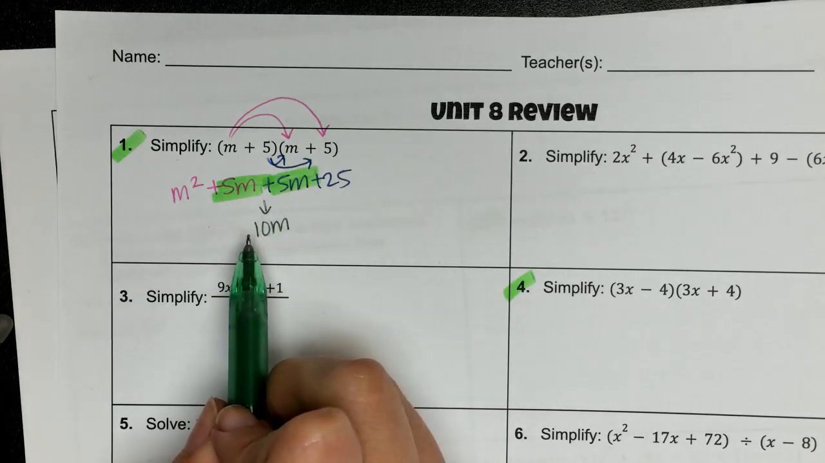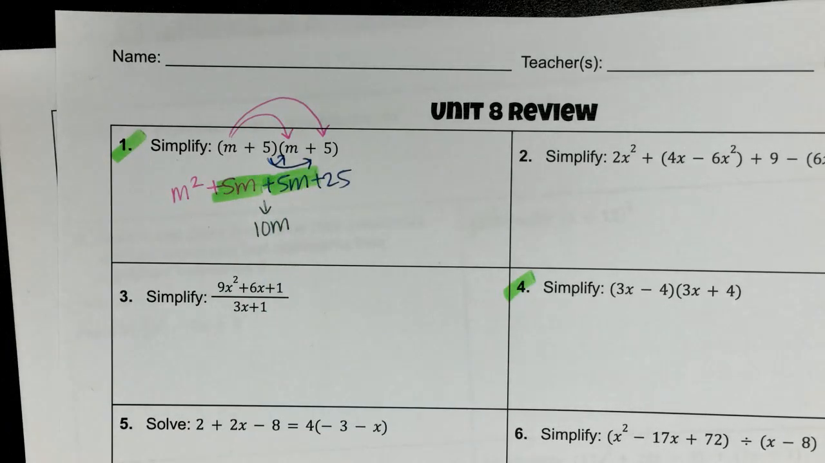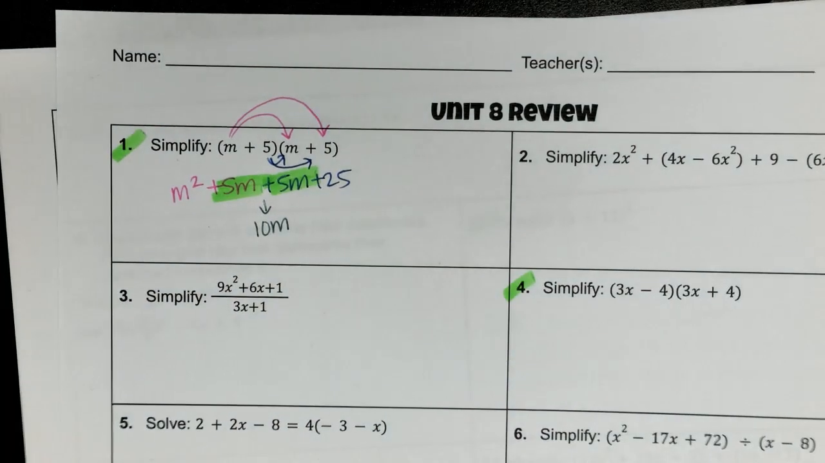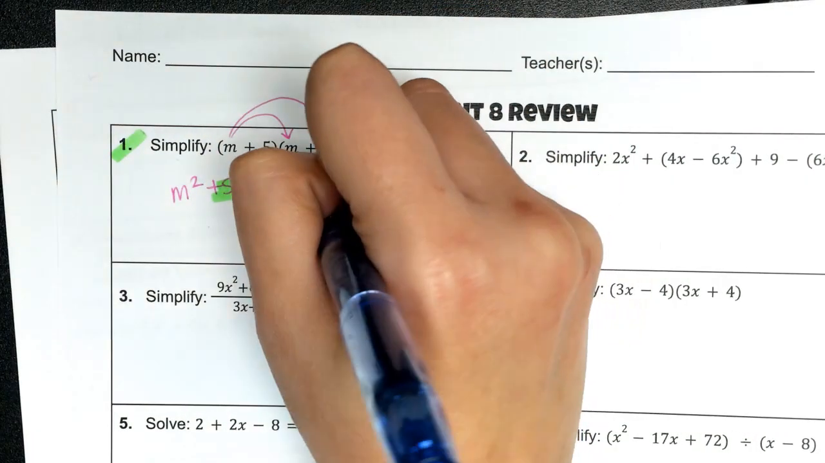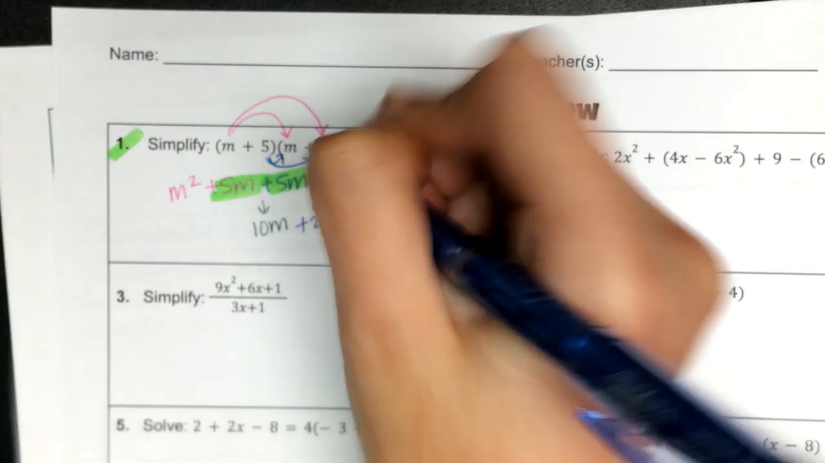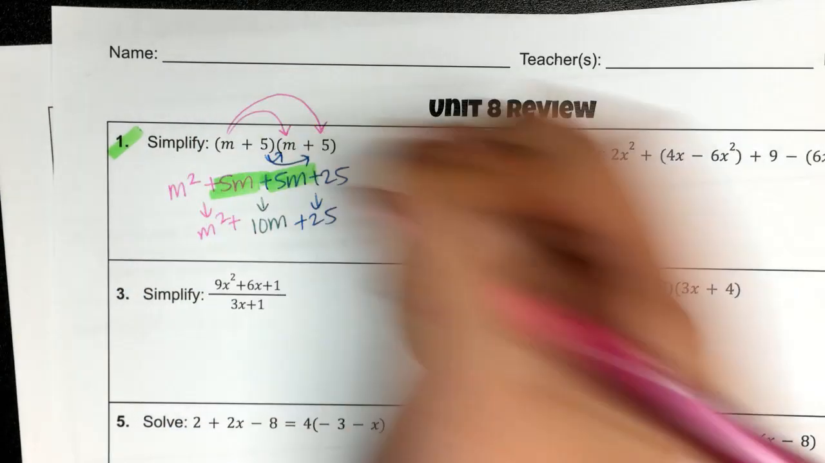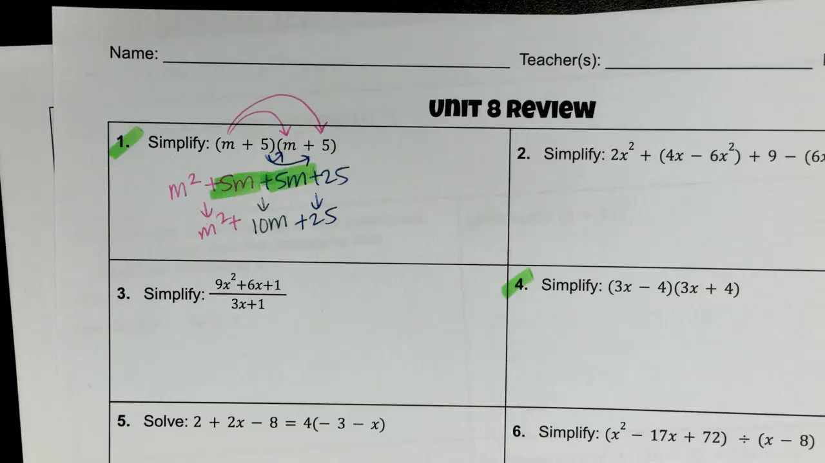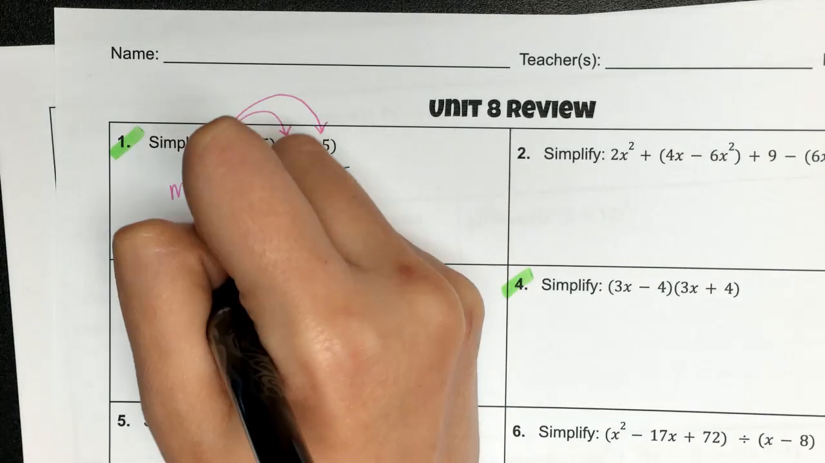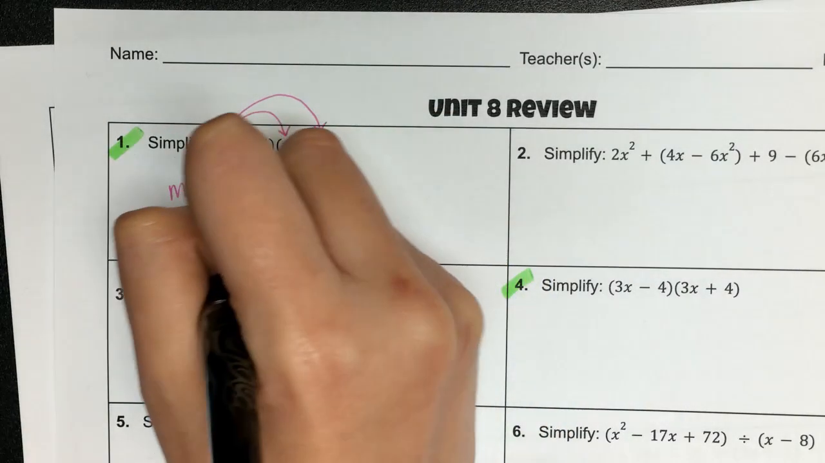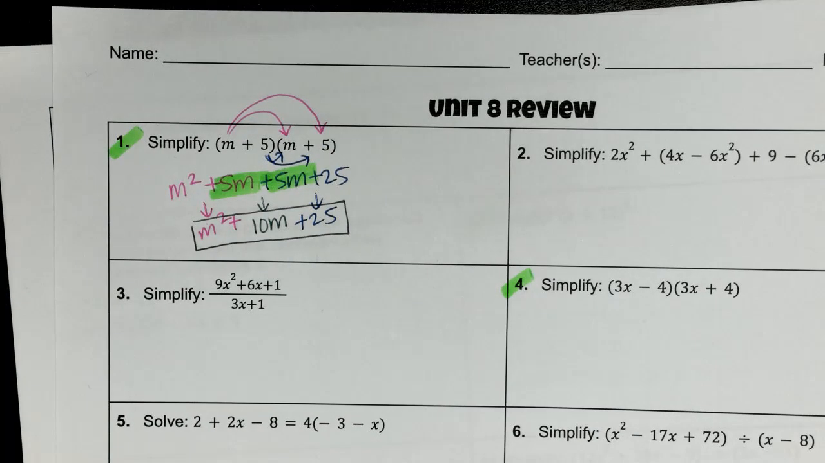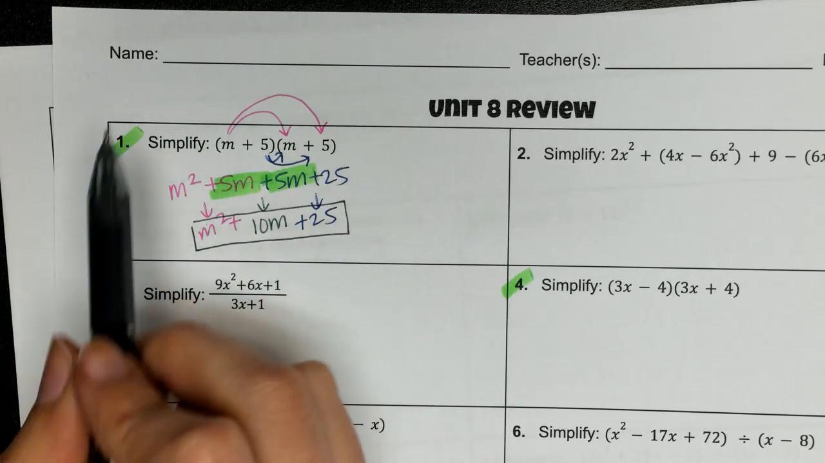So 5 plus 5 is 10, keep the m, and I will drop down the rest of my terms. I'm going to drop down that 25, since nothing got added to it, as well as that positive m squared, since nothing got added to it. So the answer you should get for number 1 is m squared plus 10m plus 25. This is known as double distribution.